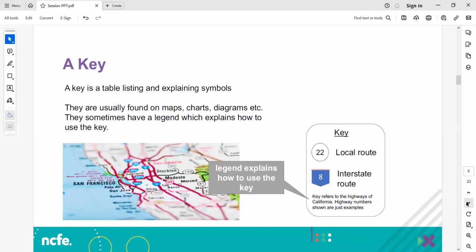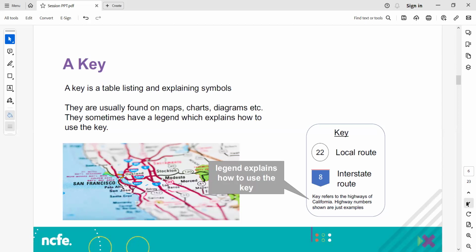Okay, a key. So, the most common place a key is seen is on a map. So, if you've ever looked at a map, then you will see a key, and it gives you more information about symbols on the map. The legend explains how to use the key.